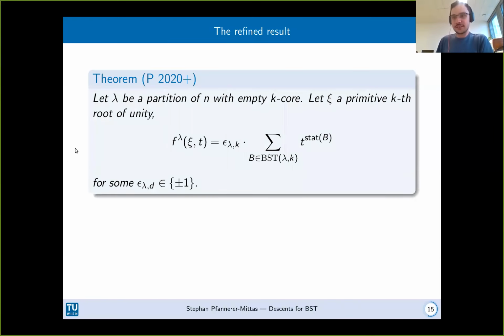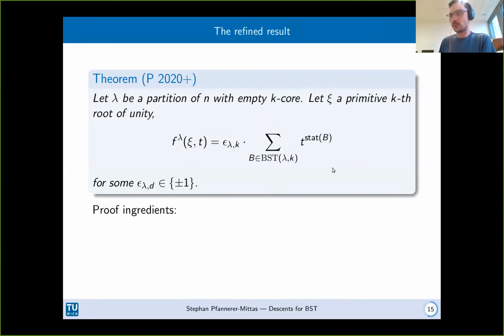And this is the refined result that I wanted to achieve. So if we have a partition, and this time it's important to say that it must have empty k-core, and we take a primitive k-th root of unity, and we plug it in, then we get the sign that we already had before from the Murnaghan-Nakayama and James-Kerber and Springer results. And then we have here this generating function of the statistic on the border strip tableaux. So this is the refined result.